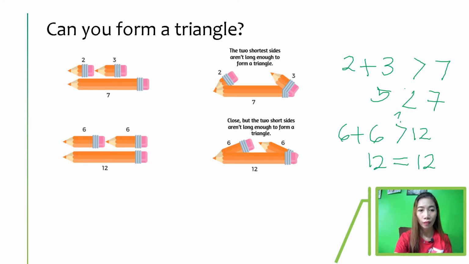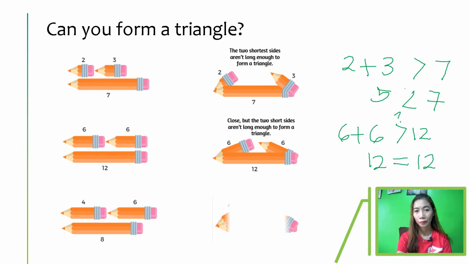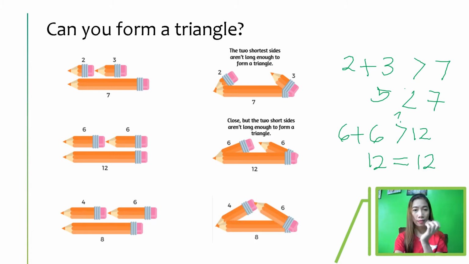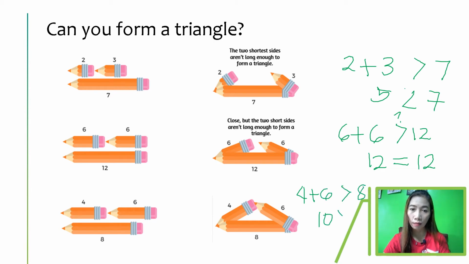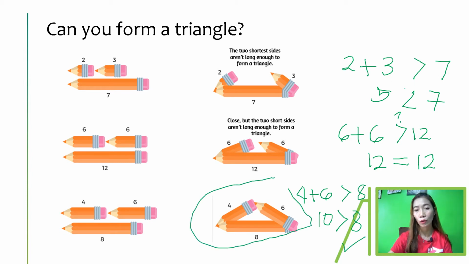And lastly, this one, ano ba yung dalawang shortest side? Okay, so 4 and 6. So if you will add 4 and 6, masasatisfy ba niya ang ating first theorem about the triangle? So that will be 4 plus 6. Is it greater than 8? Okay, 4 plus 6 is 10, and that is correct. It is greater than 8. So that's why we're able to form a triangle. Okay, so next.